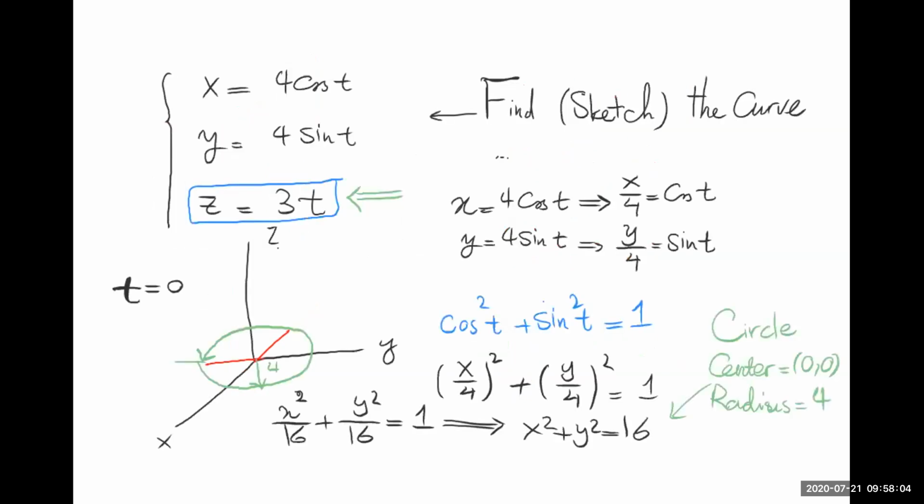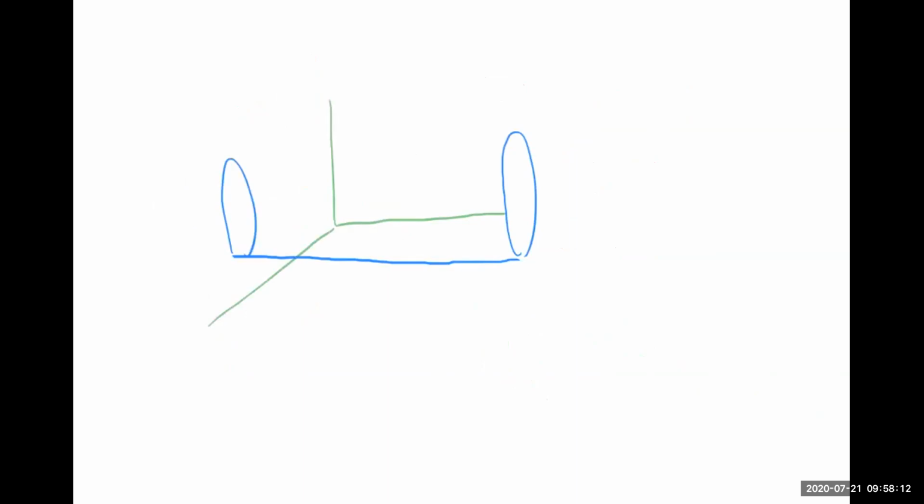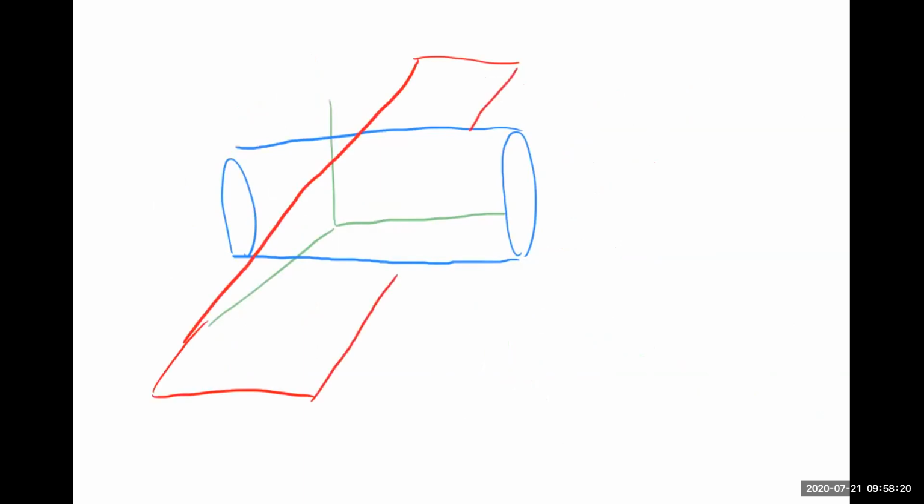So what if we have a cylinder and another plane? What would be the intersection of these two? What will I get? What is the intersection of this plane and this cylinder? It would look something like this, actually. It's an ellipse.